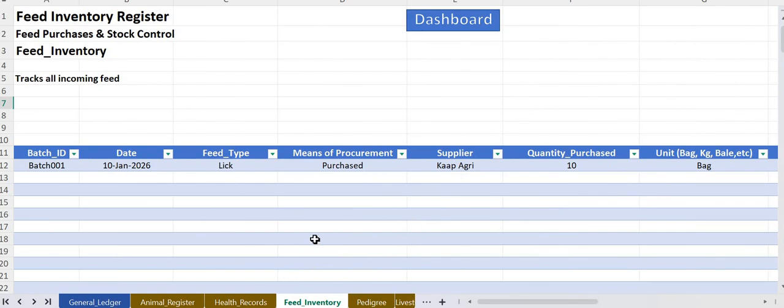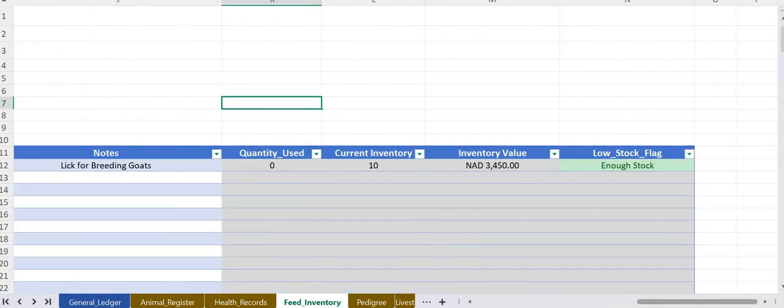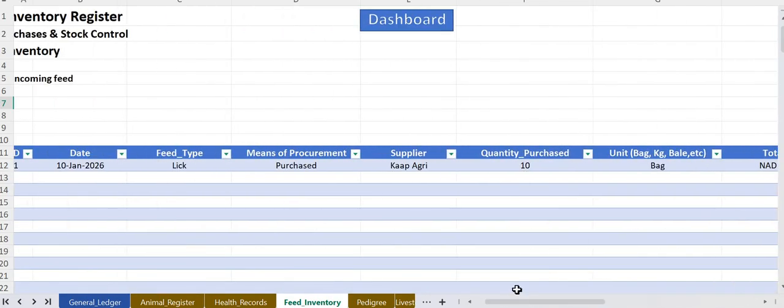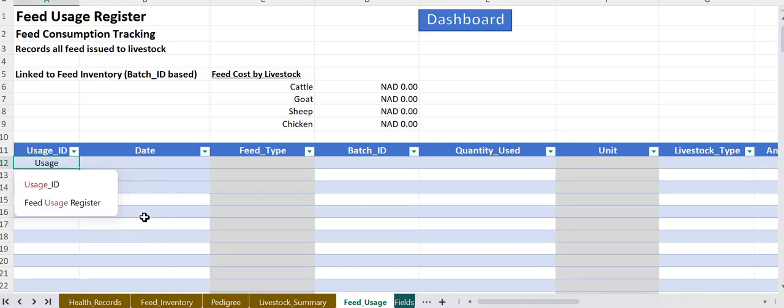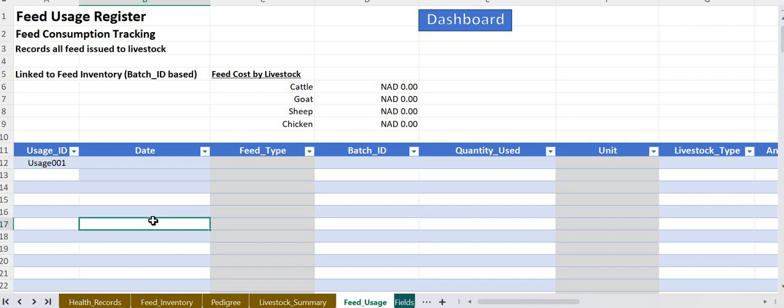All right. Now we need to go and feed our goats. So after the feeding, we now need to come and record the usage, because the feed has been used. So the very first thing that we do is put the usage ID. This is the first usage. All right. So then we can say it's usage 001.